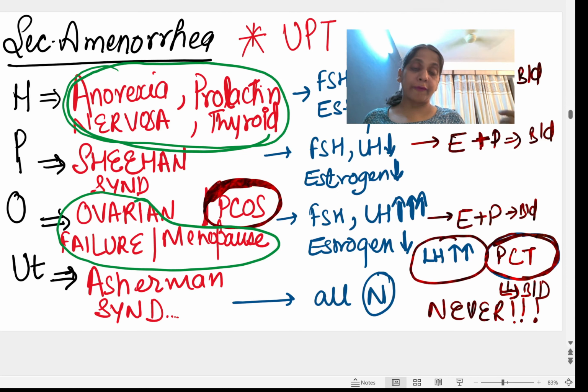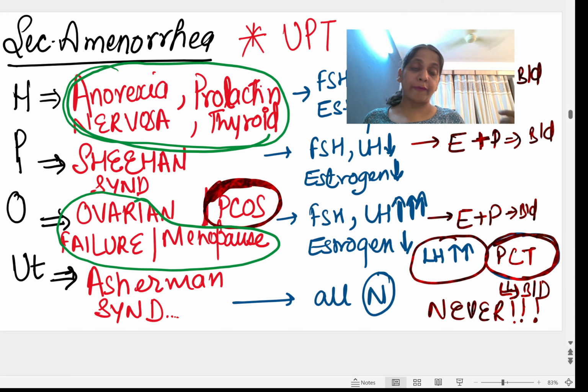And when we examine the patient, we will find a growth on the cervix. The cervix will be unhealthy, there will be a proper growth on the cervix. What happens in CA endometrium?